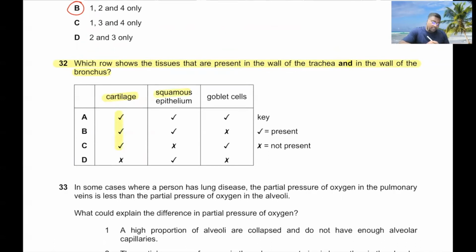None of them contains squamous epithelium. Squamous epithelium is only found in the gas exchange surface, basically in the alveoli. Yes, they contain goblet cells. So 32, option C is correct.